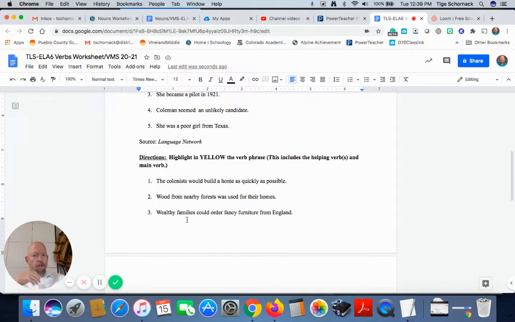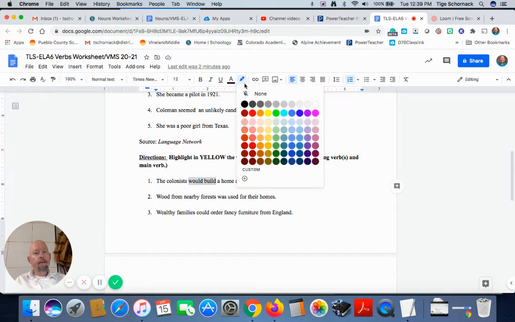But, so, if I look at the colonist would build a home as quickly as possible. Again, we can ask ourselves, what are we talking about? We're talking about colonist. And what else are we talking about? We're talking about home, because that's a noun. As quickly as possible is actually one of those adverb phrases. Now, what are the colonists doing? Build would be our main verb. But how are they building? Or when are they building? Or in what way are they building? They would build. So, what we're going to do is we're going to highlight it. Then we're going to take it and make it yellow.